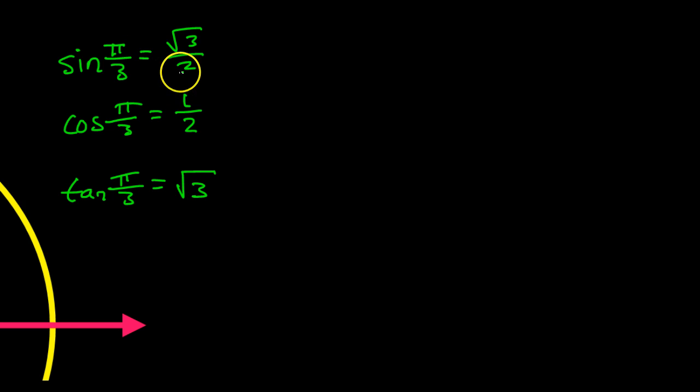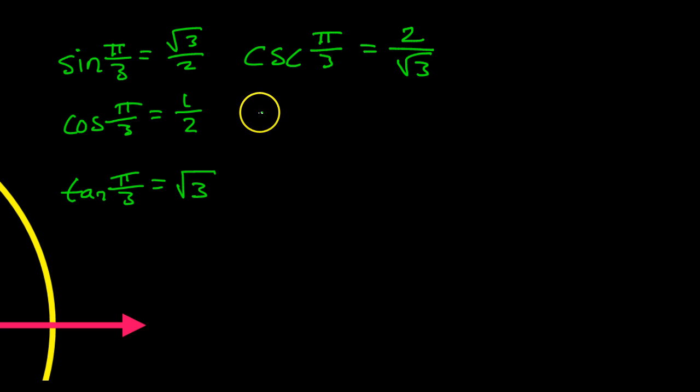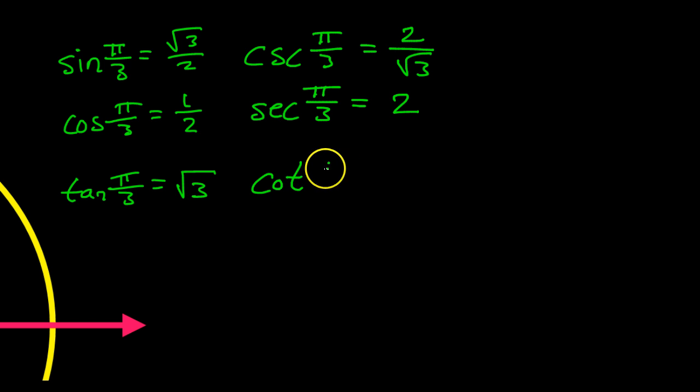Now let's do the reciprocal trig functions. So the reciprocal of sine is called cosecant. All right, so cosecant of pi over 3 will be the reciprocal of this. So that'll be 2 over radical 3. And the reciprocal of cosine is the secant function. So that'll be 2 over 1, which is just 2. And the reciprocal of tangent is called cotangent. So the reciprocal of this is going to be 1 over radical 3. So there we have all 6.